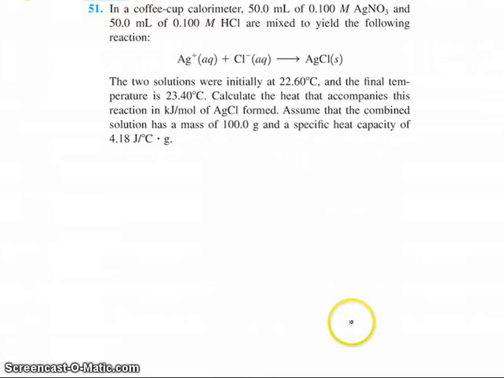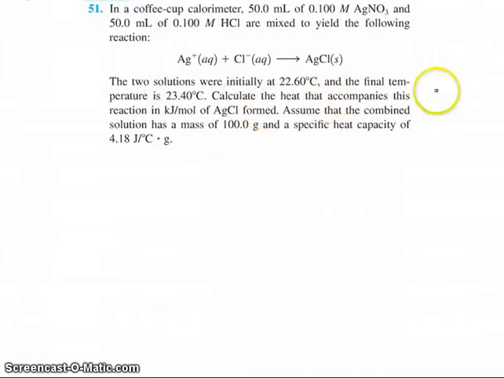And so this reaction will happen, and we have two solutions that have been setting in the same location, and their temperatures are both 22.6 degrees Celsius. Once we mix them together, stir them, and allow them to rise to their maximum equilibrium temperature, we note that it's 23.4 degrees Celsius, so they rise.